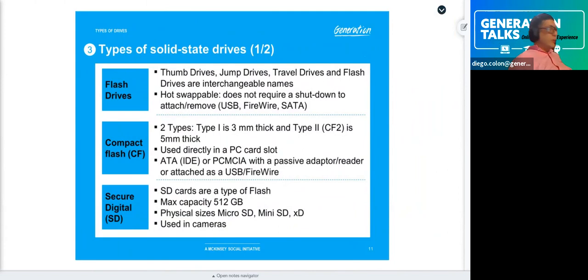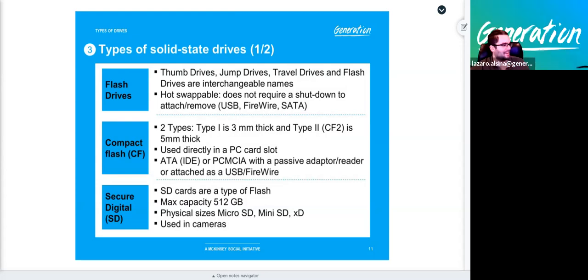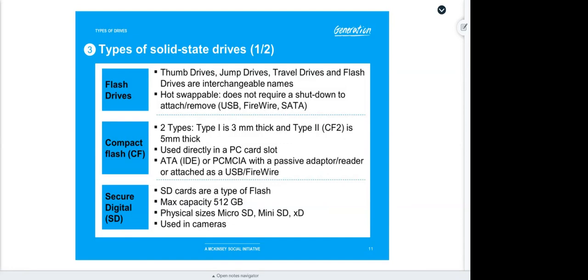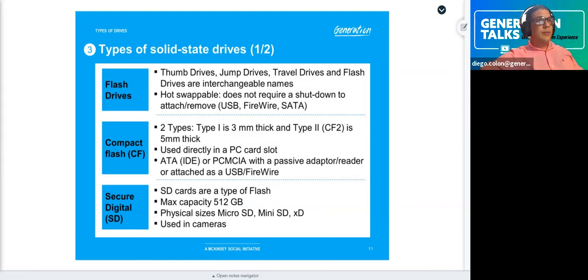The ice cream truck is here. We'll continue in about 5 minutes. 5 minutes. I want Ben and Jerry's. Pause the recording, please. Thank you.